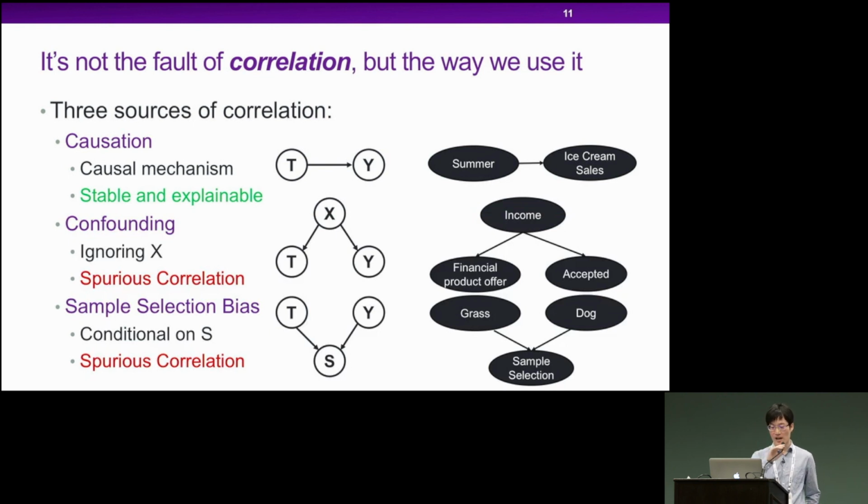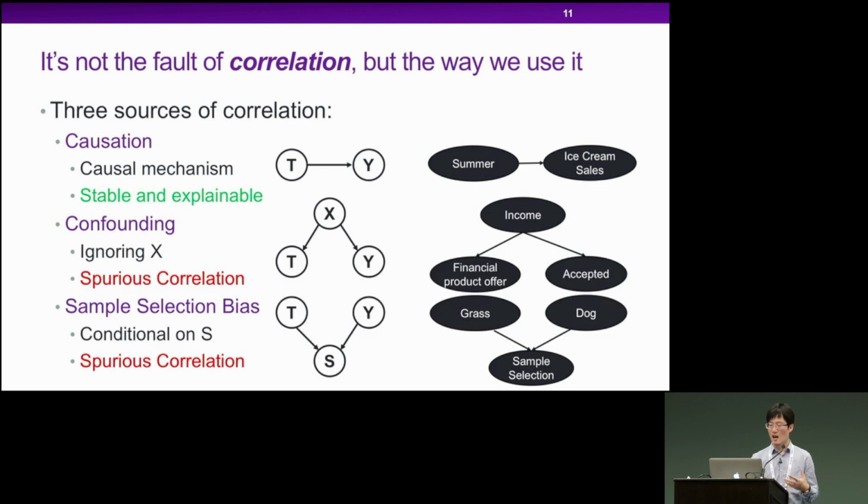The sample selection bias here, we can just consider the example of the grass and the dog, right? You just sample the dogs on the grass. So you will observe the correlation between the grass and the dog, but actually there is no causality there. So this is also a spurious correlation, right? But in our machine learning, actually we don't try to distinguish these three kinds of sources, right? We just use them, right?